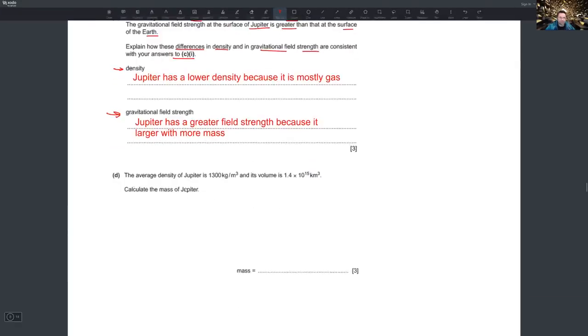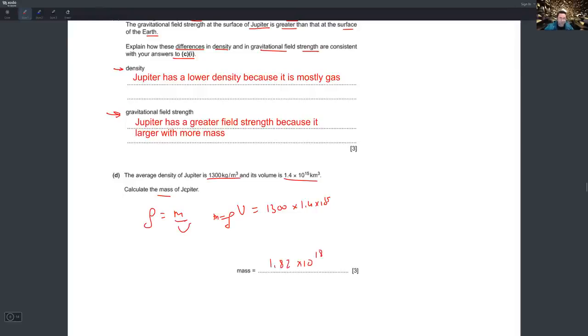The average density of Jupiter is 1,300 kilograms per meter cubed. Its volume is 1.4 times 10 to the power of 15. What is the mass? Let's go, density. A nice question like this. You know, after this very dense question, he gives you a dessert, something light to change the mood. The mass is density times volume, and the density is what? 1,300 times 1.4 times 10 to the power of 15. It comes out to 1.82 times 10 to the power of 18.